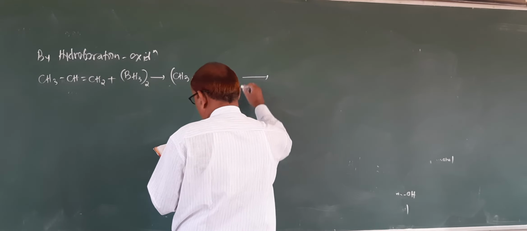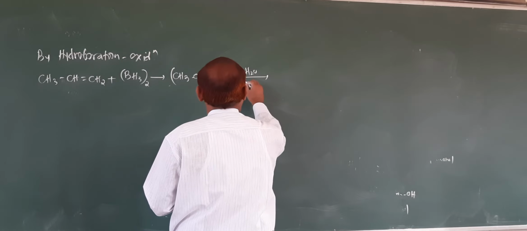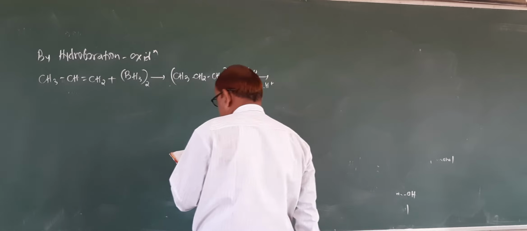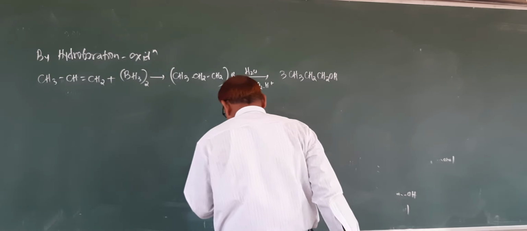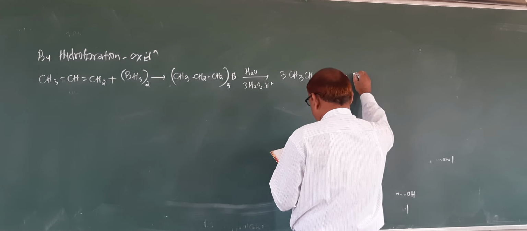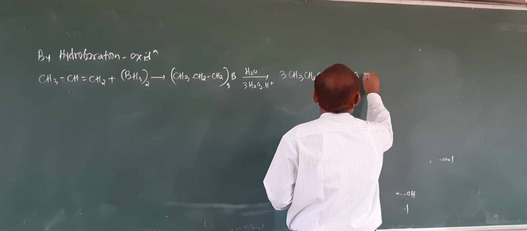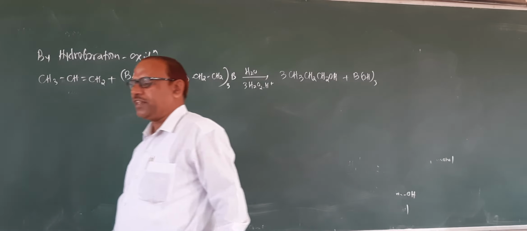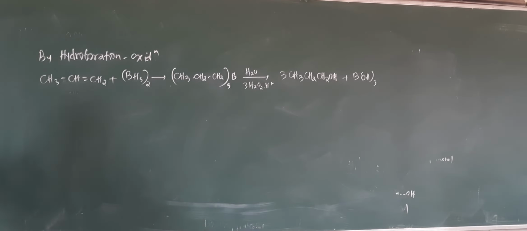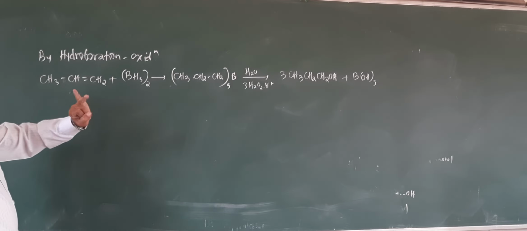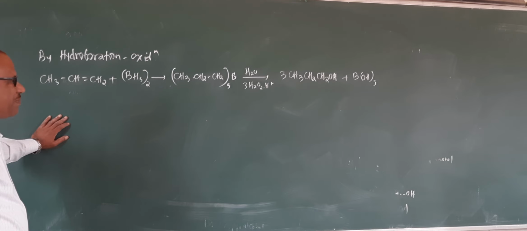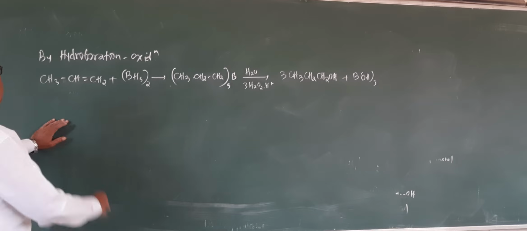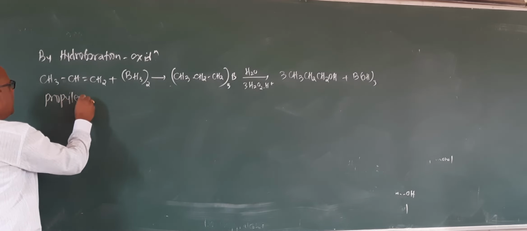This on hydrolysis with the help of hydrogen peroxide in acidic medium will give 3 molecules of CH3CH2CH2OH. This is N-propyl alcohol, with boron trihydroxide. I have written it in short. The statement is: when a higher alkene is made to react with a diborane, addition reaction takes place to form alkyl borane, dialkyl borane, and finally trialkyl borane. This trialkyl borane on oxidation using hydrogen peroxide gives propyl alcohol. This is propylene with diborane.